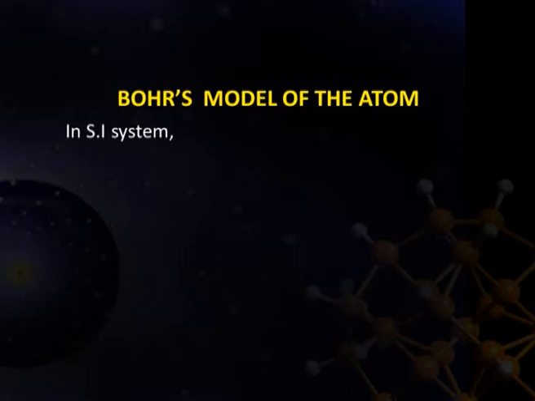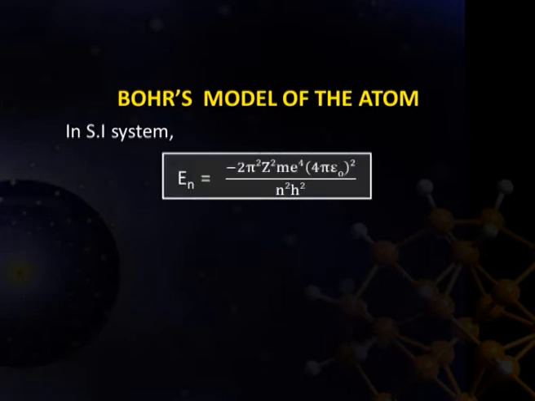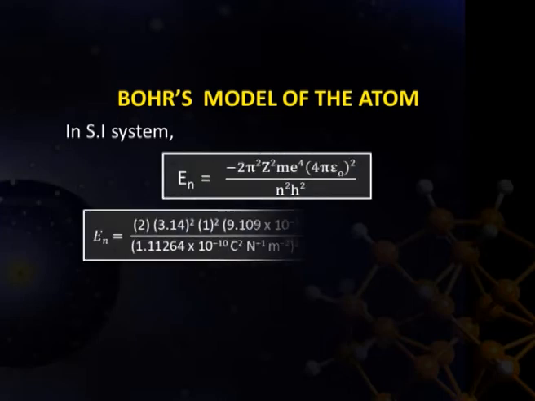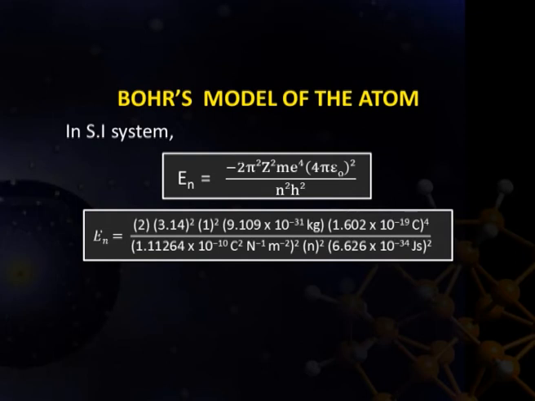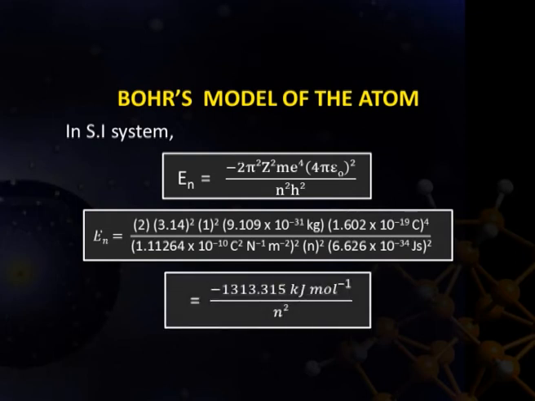In SI system, this equation gives you the value finally by these parameters. Finally, we can get the energy of a defined orbit, whether it is 1, 2, 3 or like this, equal to minus 1313.315 kilojoules per mole upon n square.